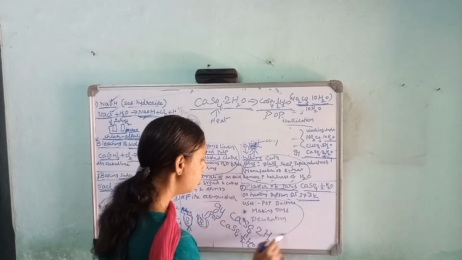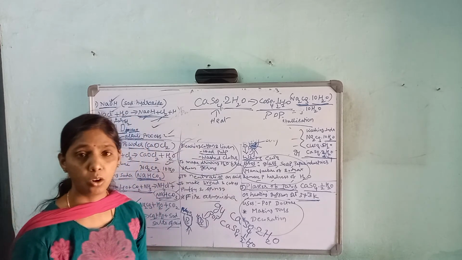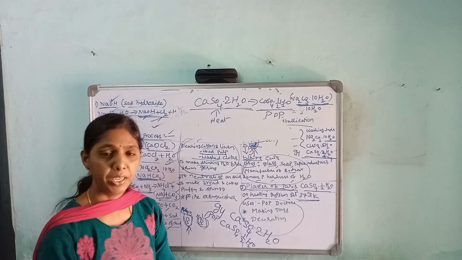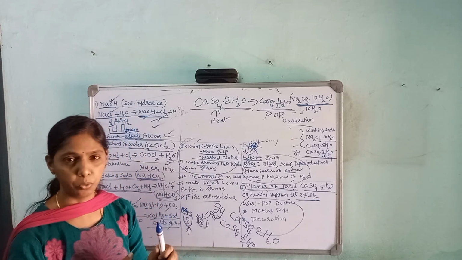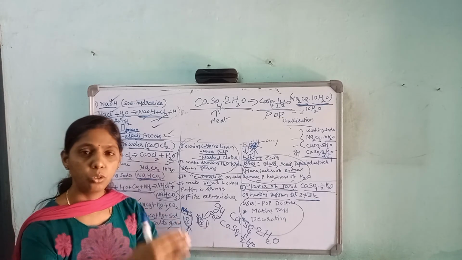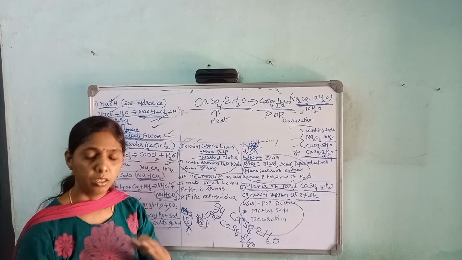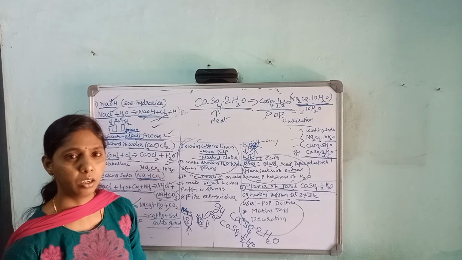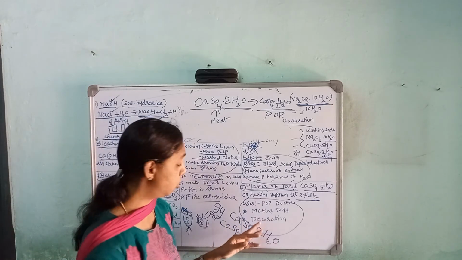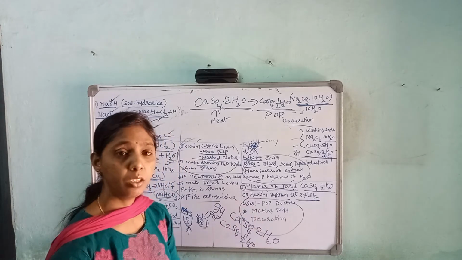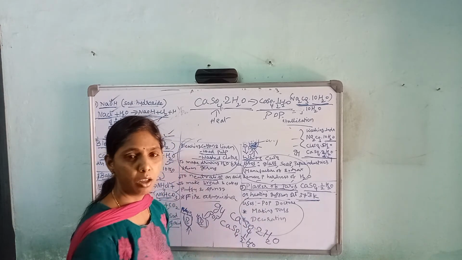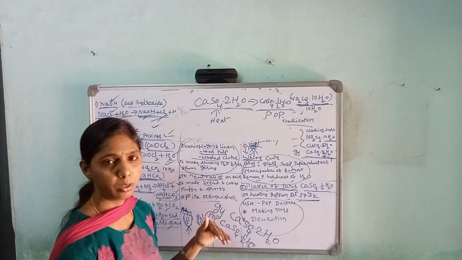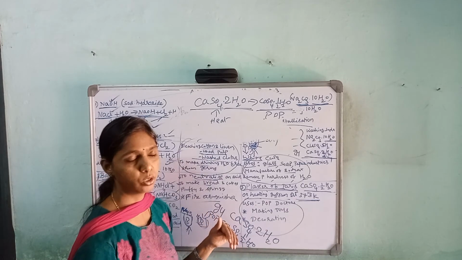And coming to the uses. Plaster of Paris is used by doctors to plaster a patient who has a fractured bone. If I have a fractured bone, for the support of that bone they will use plaster of Paris. You might have seen it in the hospital on patients. Plaster of Paris is also used in making toys and for decoration purposes, and by doctors to give support to fractured bones.